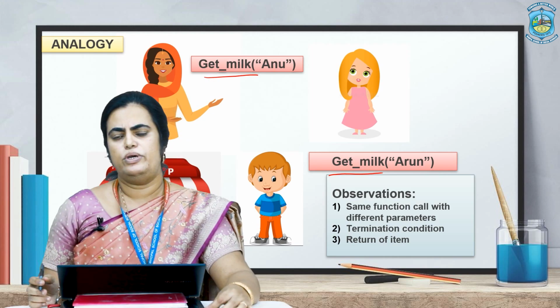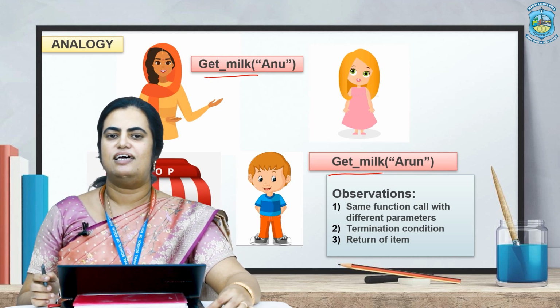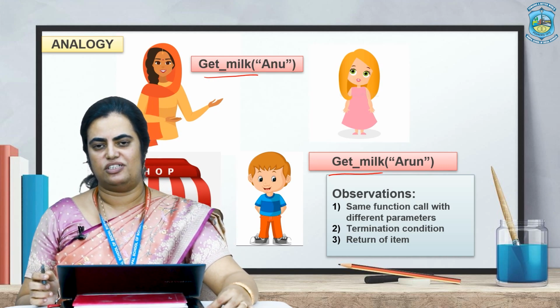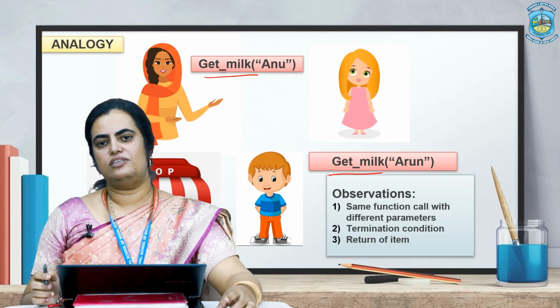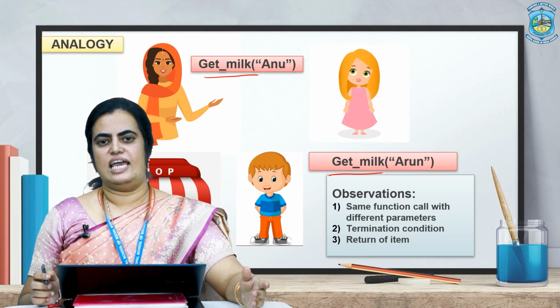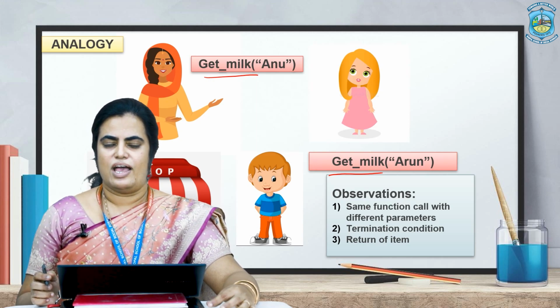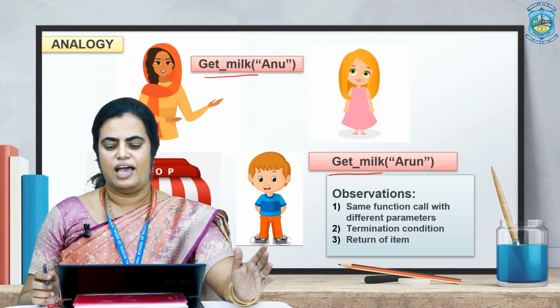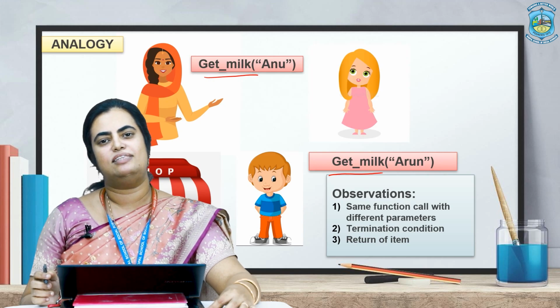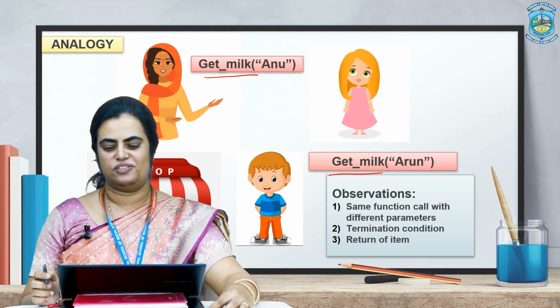The next observation that we have is that there is a termination condition. Unless there is a termination condition, this would be an endless process and the mother would never get milk. So at the end, Arun has to get milk from the shop and that becomes the termination condition.